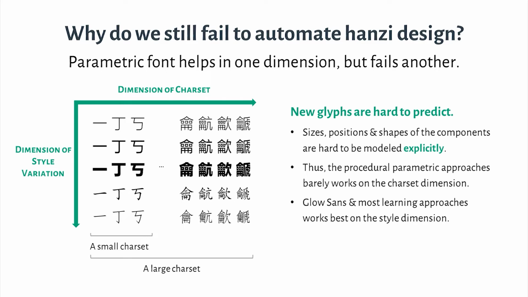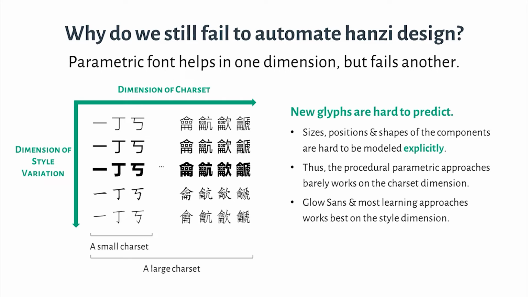There are actually two orthogonal dimensions of the technical problems. One is the dimension of charset, the other is the dimension of style variation. GlowSense was most successful on the style variation dimension, but we found it hard to predict on the dimension of charset. It's also what the parametric methods aren't good at. We barely see these methods work well on the charset dimension.